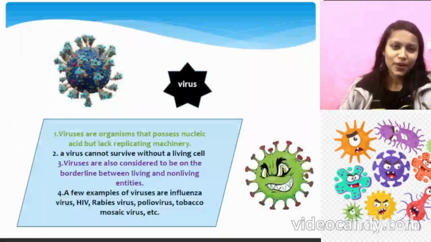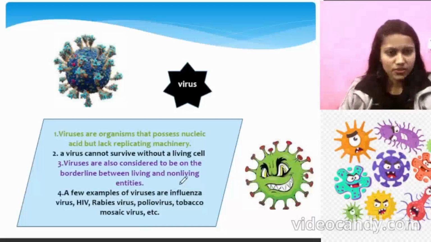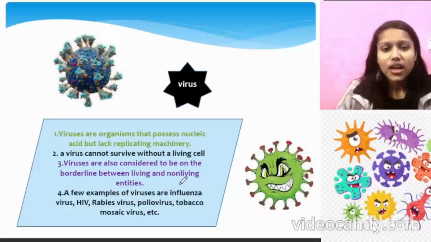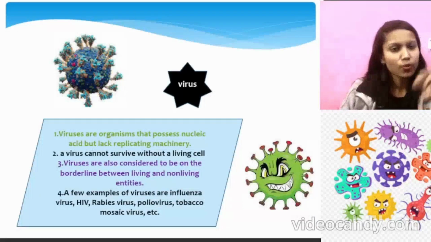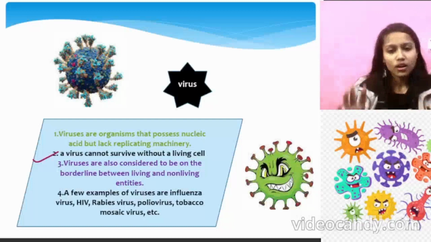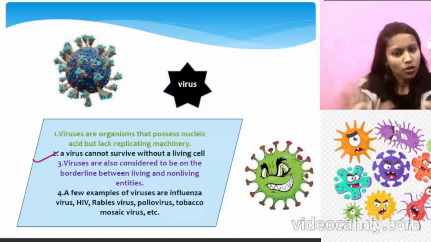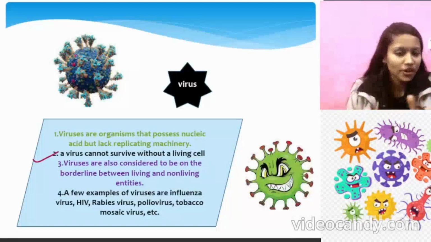Important and interesting part of the chapter, that is virus. Viruses are not new terms to us. We all know virus, and we have learned in the previous slide how virus is different from other categories of microorganisms, that is bacteria, fungi, etc. Viruses are organisms that possess nucleic acid but lack replicating machinery. Means they have the replicating machinery only inside the body of the host cell, that we have already discussed, and it cannot survive without a living cell. That's why it is not exactly a living being; it is considered to be on the borderline between living and non-living entities.